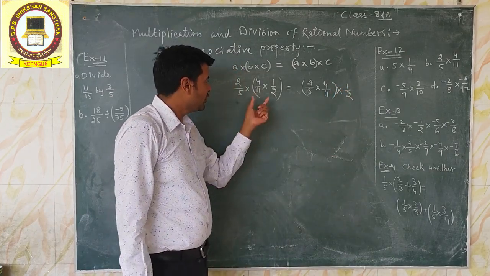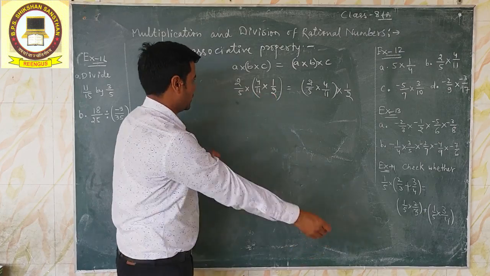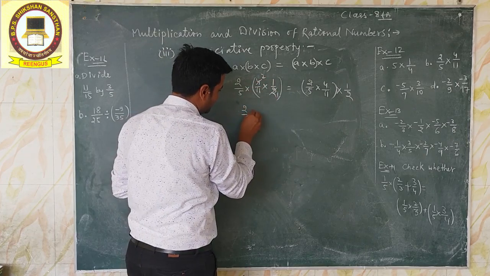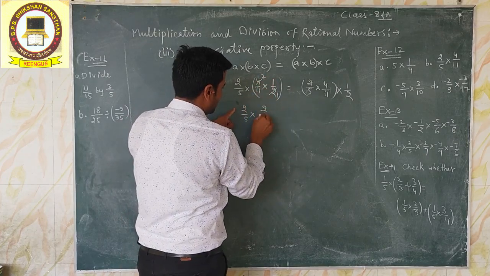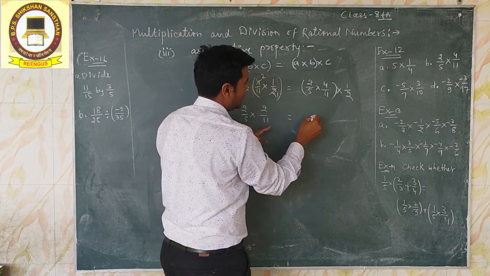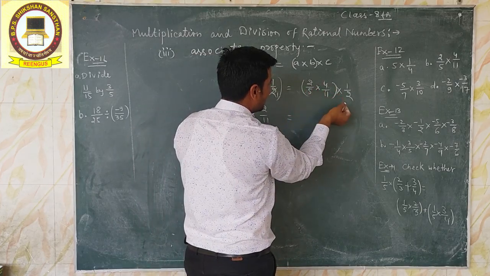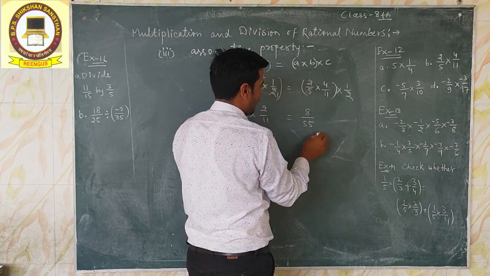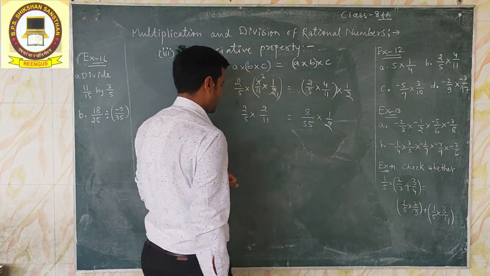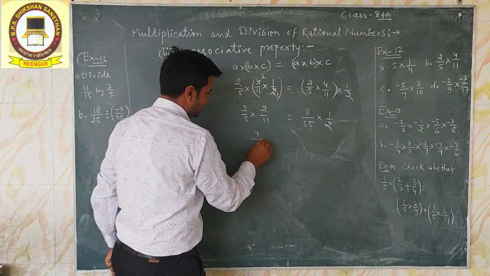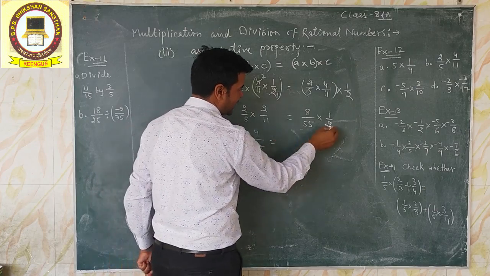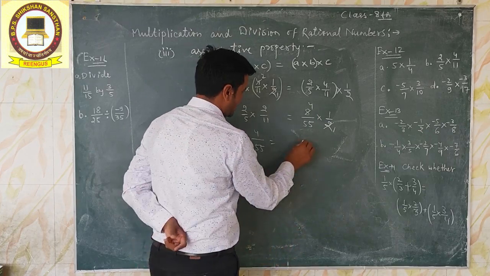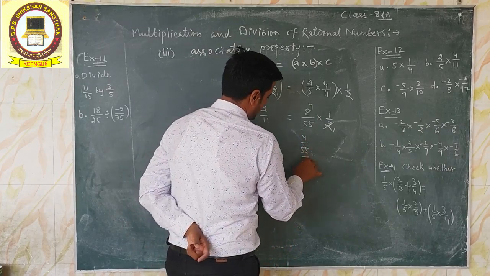What we need to do here? First we need to solve the bracket. So it can be simplified by 2, so it becomes 1. We get 2/5 into 2/11. Here there is no simplification, so it becomes 8 upon 55, and 2 becomes 4 and 1 becomes 15. It can be simplified by dividing by 2, so we get 4/15.